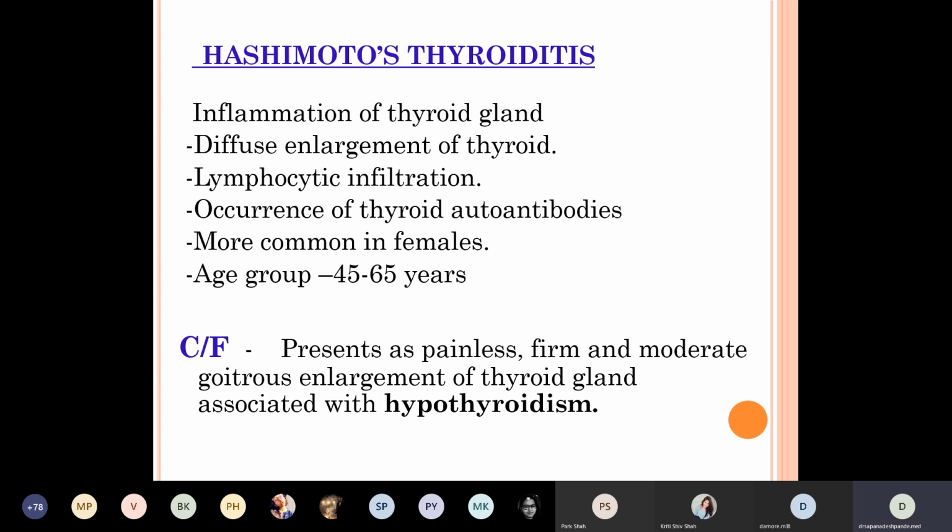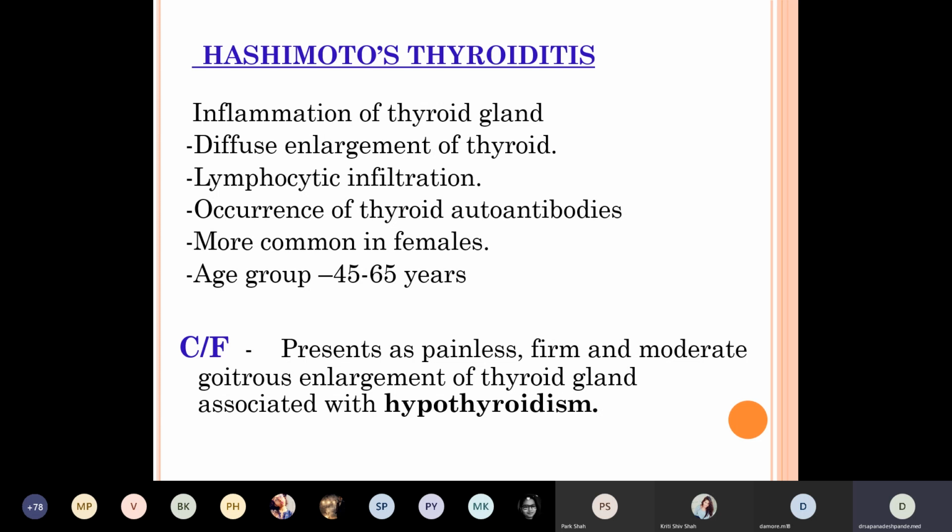Previously we discussed goiter. There was no inflammation, only enlargement. Now in thyroiditis there is inflammation of the thyroid gland. That is why it is called thyroiditis, and it is also called Hashimoto's thyroiditis.